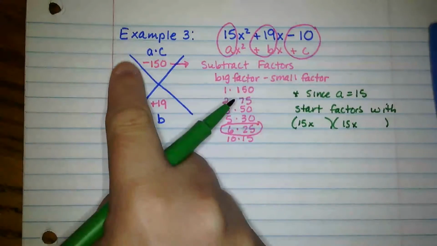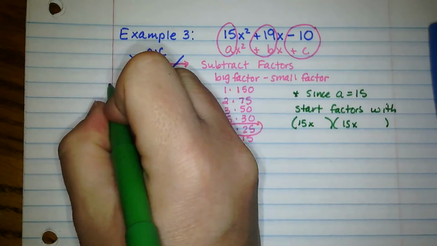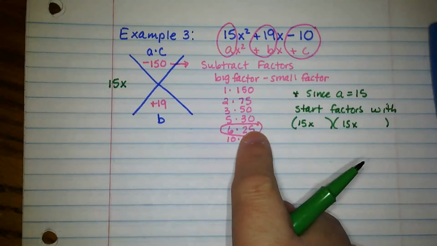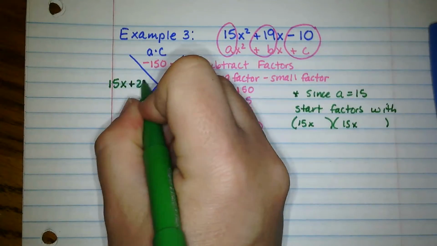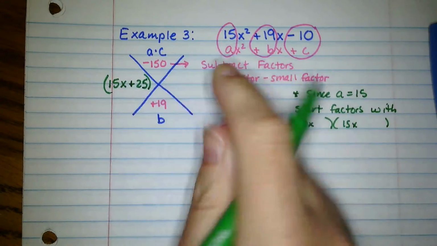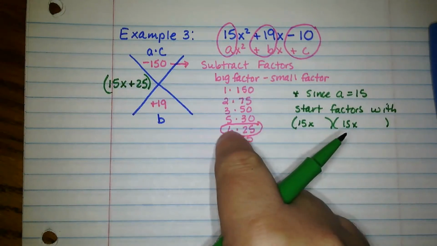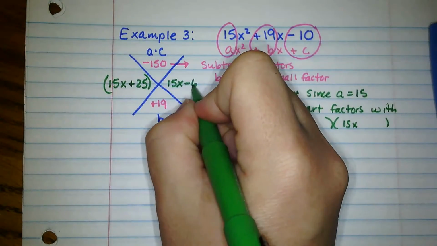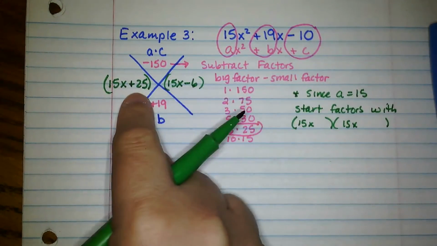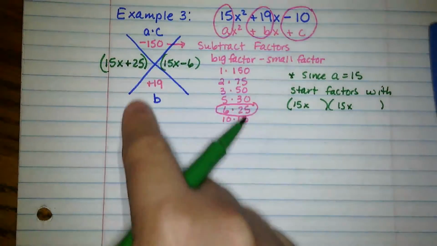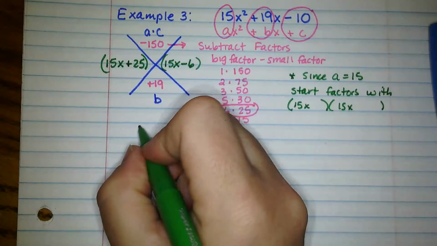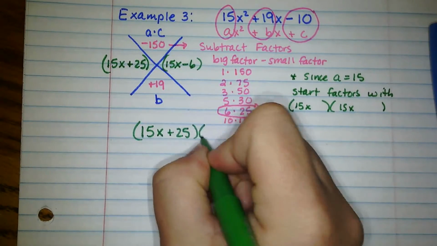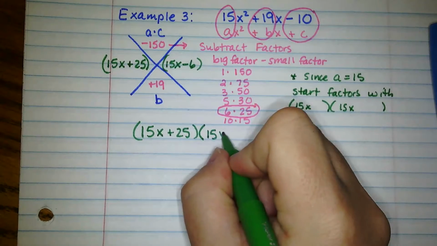Like that. So over here on the left side, I'm going to have 15x, and then what are we doing? Big minus small, so plus 25. And over here, I have to do minus small, so I would do 15x minus 6. But this is not the final answer, so you need to bring them down and work with them. So rewrite 15x plus 25 and 15x minus 6.